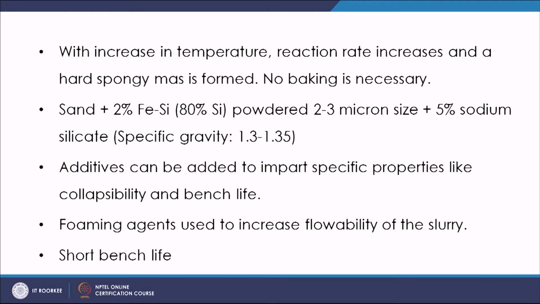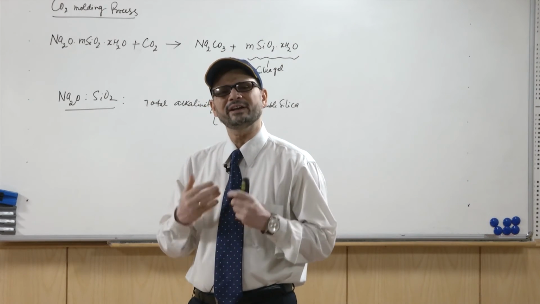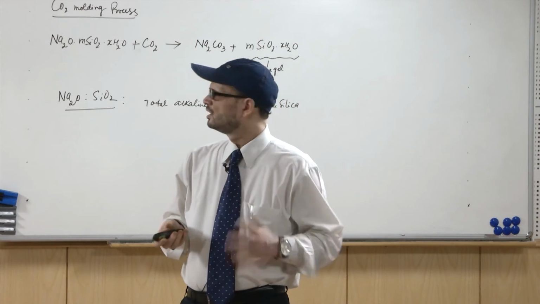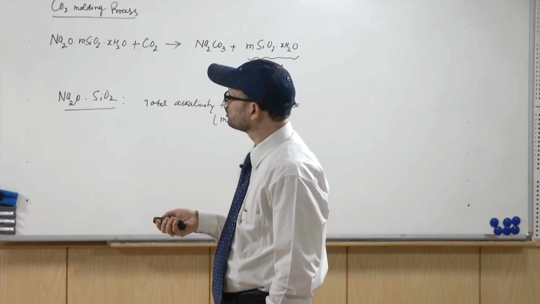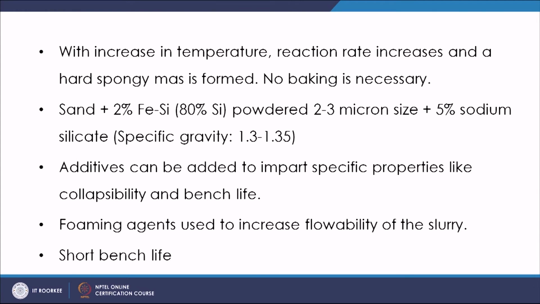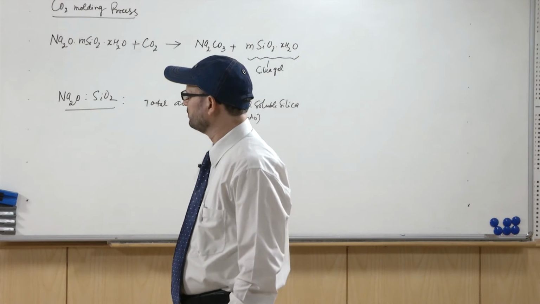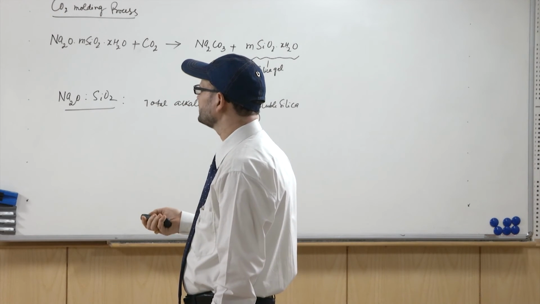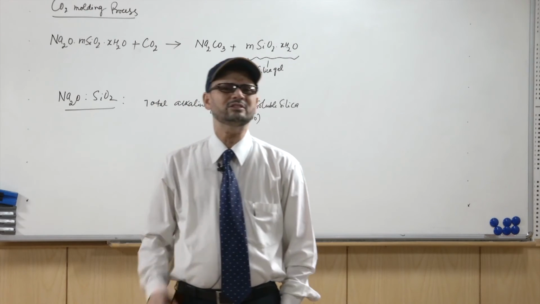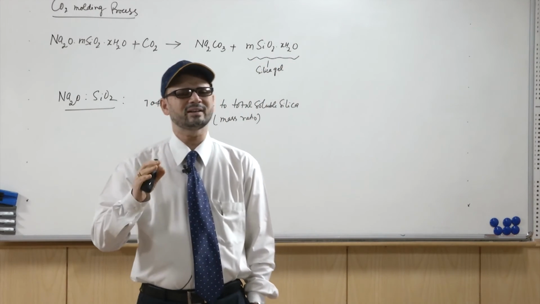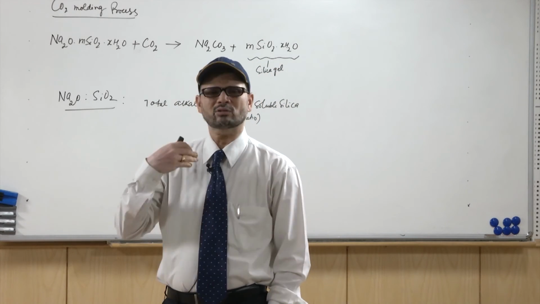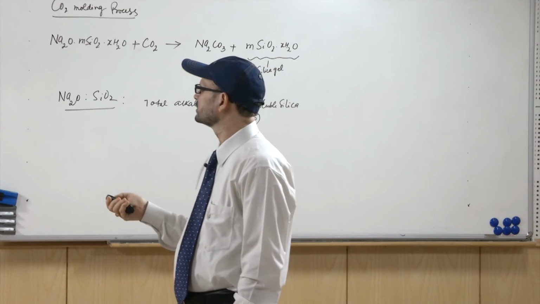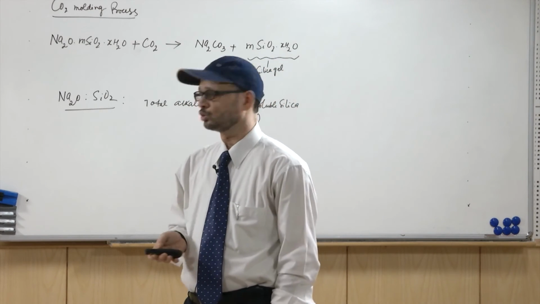Bench life is a problem in those cases because you cannot keep it for long. In this case again the bench life is shorter and there is a problem of collapsibility. So, for that we are using different types of additives which should control the collapsibility as well as the bench life. Foaming agents are also used to increase the flowability of the slurry. So, certain foaming agents are used in that mix, so that flowability is further increased, and as we know you have a shorter bench life here, even shorter as compared to the CO2 moulding. So, you need to see that you are quickly using the sand mix to get the mold and the core.